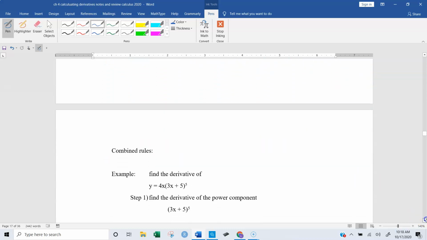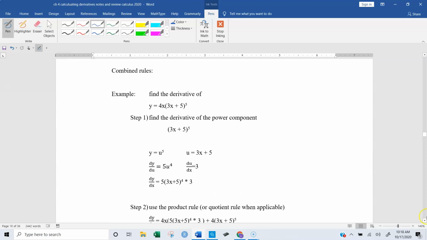There's nothing too major. All right, this guy's a little bit mean because now I'm multiplying two functions and I have a function in a function. So I need to do both rules. Before I start, I have to be able to find the derivative of 3x plus 5 to the 5th. So this is where we're starting. So we know u is 3x plus 5. We know y is u to the 5th.